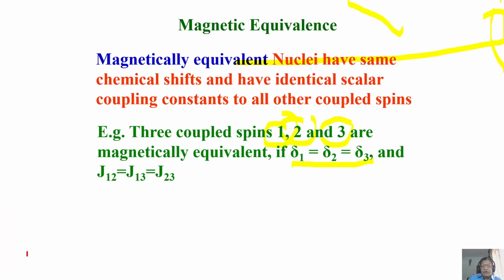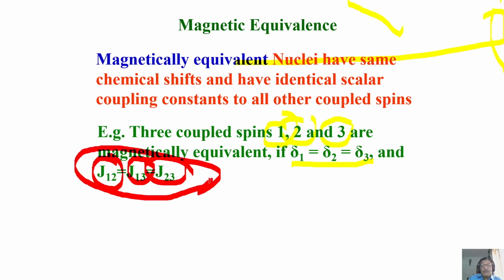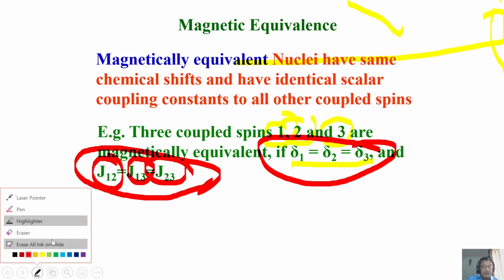Now I also say the coupling between 1 and 2, J12, the coupling between 1 and 3, J13, and the coupling between 2 and 3, J23, are all the same. This information was not told to you before when I discussed chemical equivalence. Now when I discuss magnetic equivalence, in addition to chemical equivalence, I am also telling you they are magnetically equivalent because their couplings are also the same.